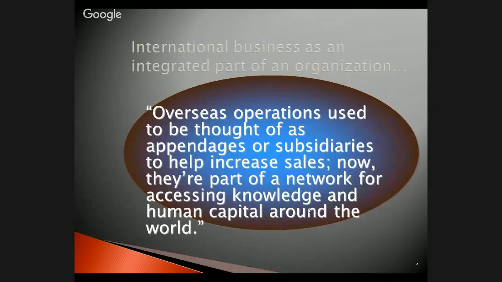Overseas operations used to be thought of as appendages of subsidiaries to help increase sales, but now they're more seen as part of a network for accessing knowledge and human capital around the world. So note the emphasis on international business as an integrated part of commercial activity, not just an add-on. Essentially, international business is necessary for companies to compete.